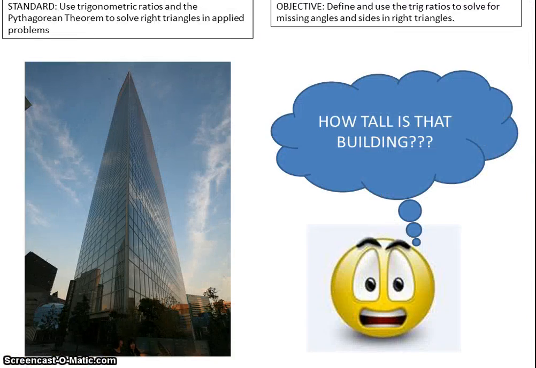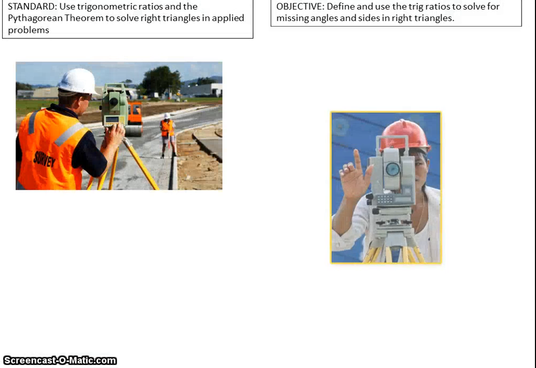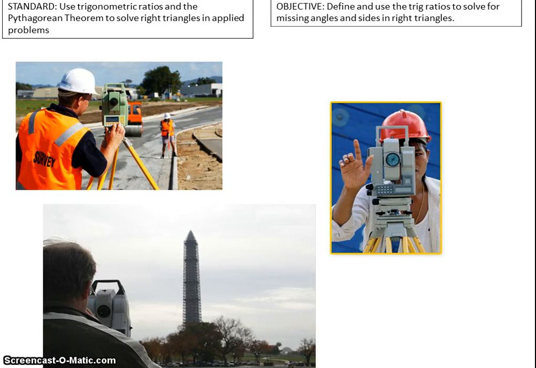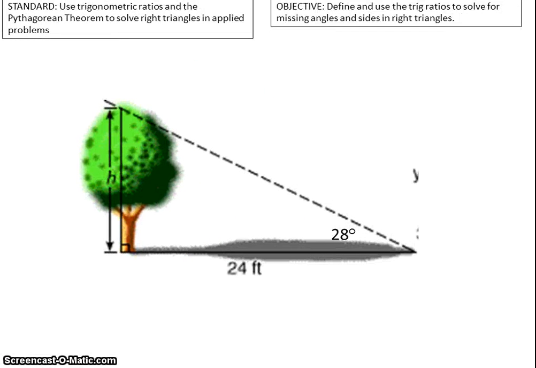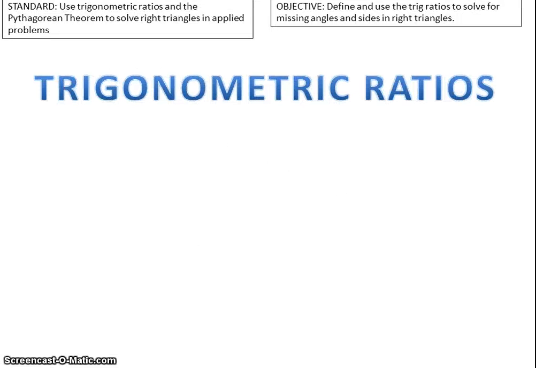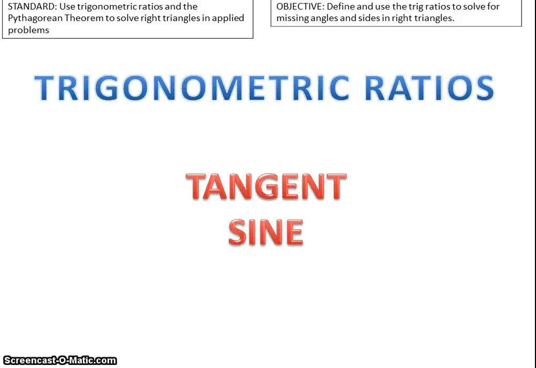So, how tall is the building? Well, since you don't have a big, long tape measure to figure it out, what we can do is some surveying, which is using trig ratios, indirect measurement techniques, to figure some things out. So when you have a tree, for example, and you want to find out how tall it is, if you know a couple of pieces of information, you can then use the trig ratios to figure out the rest of it. So the trigonometric ratios are tangent, sine, and cosine.